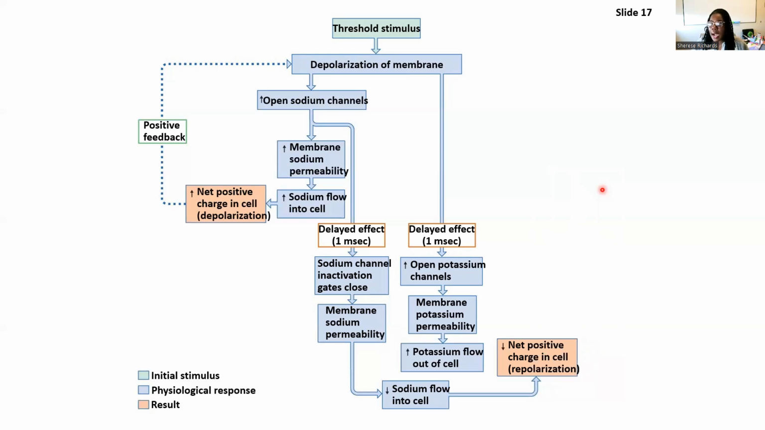Potassium can start to flow out of the cell as its permeability increases, and then that will also work towards decreasing the net positive charge in the cell, or encouraging repolarization. This part of the action potential, the downstroke or the repolarization, is an example of negative feedback simply because this change helps to get us back to our resting value or our set point, which is -70.